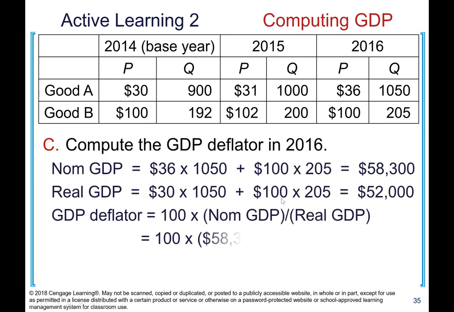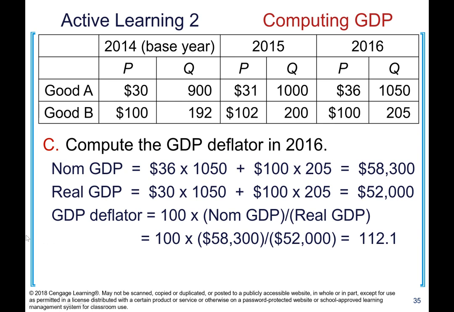And compute GDP deflator for 2016. Remember, GDP deflator is nominal GDP. You first calculate the nominal GDP, which is 36 times 500 plus 100 times 205, which is 58,300. And then you calculate the real GDP, which is 30 times 1050 plus 100 times 205, and that is 52,000.